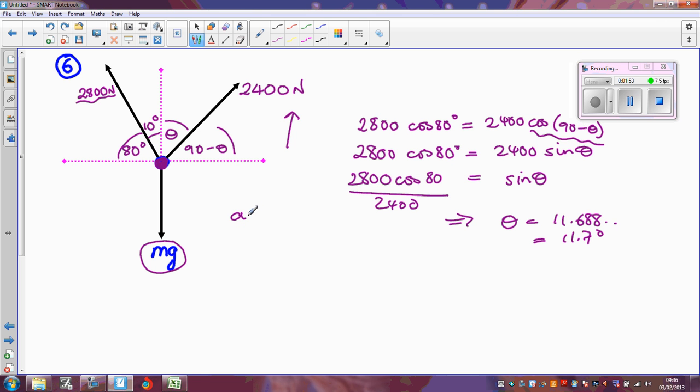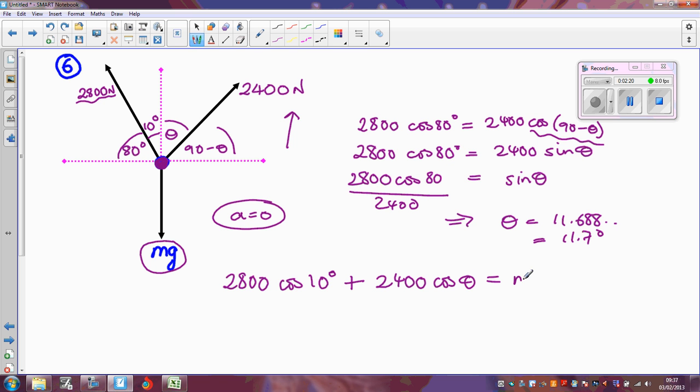We're now told that the slab is being moved upwards at constant speed. Because it's constant speed, that's zero acceleration. That means the resultant force in an upward direction must be zero. So the forces with which it's being pulled upwards must equal the force downwards, and the force downwards is the weight. So in an upward direction, the forces acting are 2,800 cos 10 degrees, so that's the component of the left-hand force. Also acting upwards, so still in a positive direction, 2,400 cos theta, and acting in a downwards direction, all we've actually got is the weight of the particle.